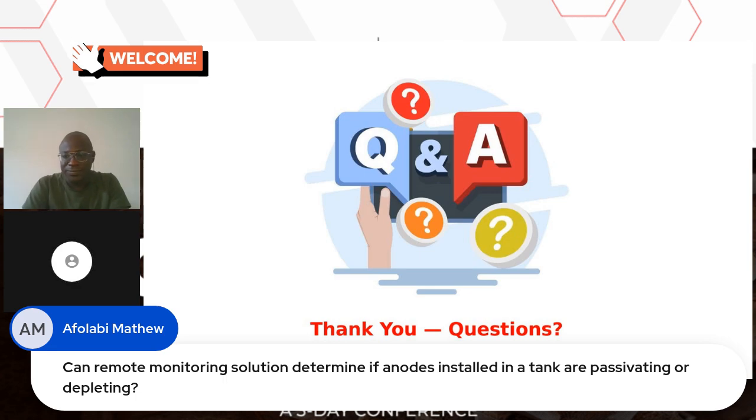Okay, so it said, can a remote monitoring solution determine if anodes installed in a tank are passive or depleting? Absolutely, it can, but it's going to determine it indirectly. For example, if we are able to measure current, if we are able to measure potentials, we already know that those potentials are not coming from the metal itself; they're coming from the anodes.